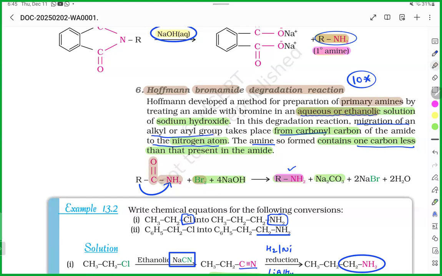Correct. Why is ethanolic being added? Because you have to remove water, but ethanolic is preferred because you want to remove water. What will happen in this case?